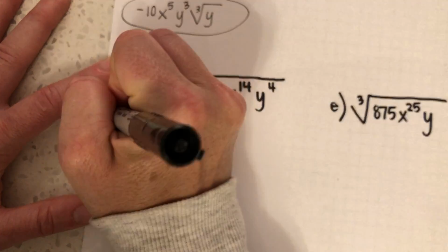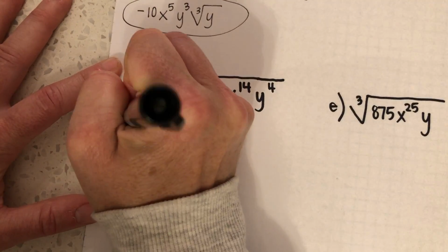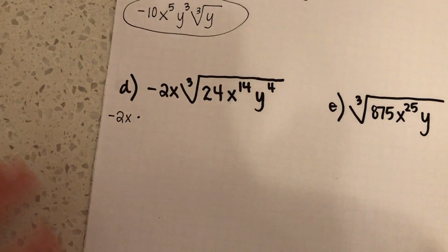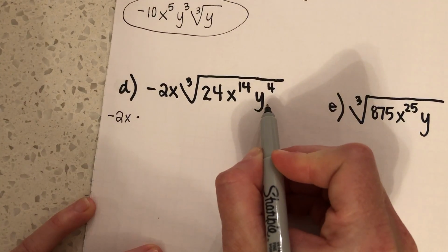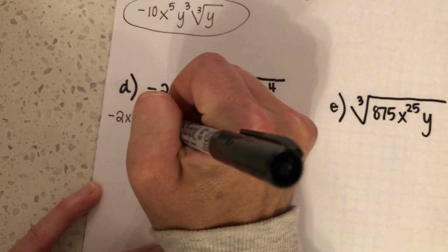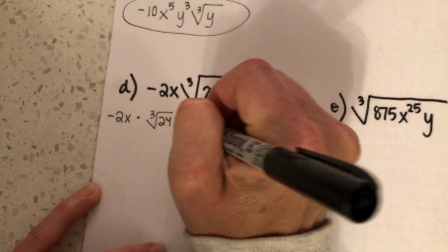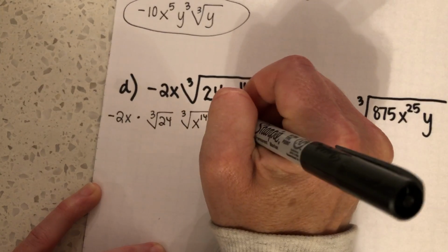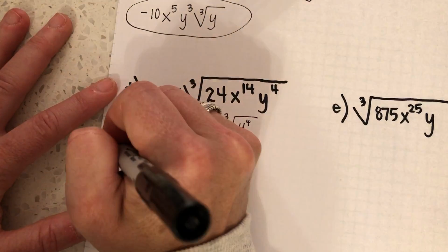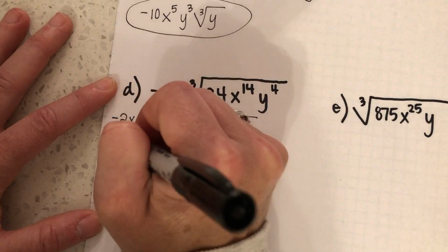All right, so again, negative 2x is just hanging out, waiting to be multiplied with anything that breaks free. So I'm going to split everything into its own third root radical so I can deal with it individually. This is the third root of 24 times the third root of x to the 14 times the third root of y to the 4th. All right, here we go. So bring down your negative 2x. It's just waiting to be used.